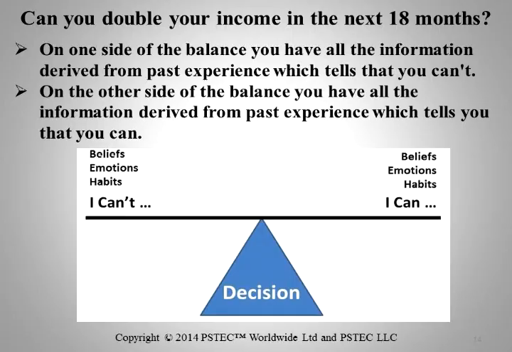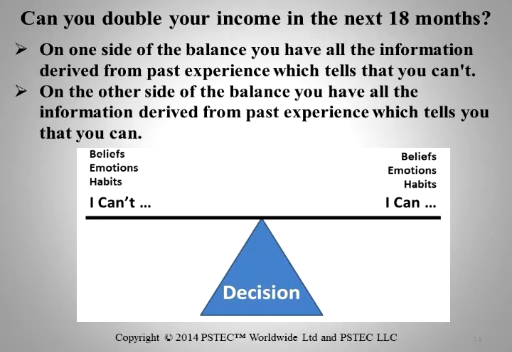So on this slide, you'll see a scale. On one side of the balance, you have all of the information derived from past experience which tells you that you can't, on the left side there. It's all the experiences that added up, all the things you were told, all the things you observed, everything that says why you can't double your income in the next 18 months. On the other side of this scale, you have all the information derived from past experience, all the emotions, beliefs, behaviors, experiences, and things you were told, which tells you that you can do it. All of these things are accumulated, and the scale will go one side or the other. Now, if it's nice and even like you see on that screen, you might be able to, you might not. It's kind of 50-50, right?